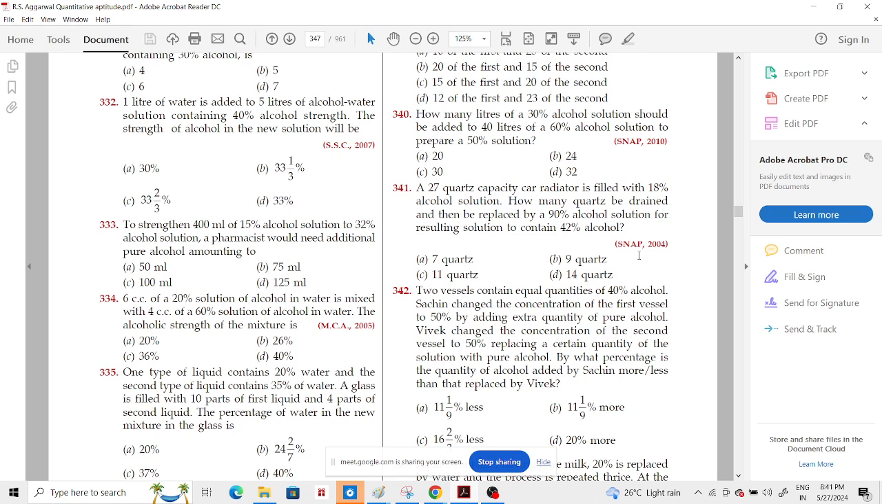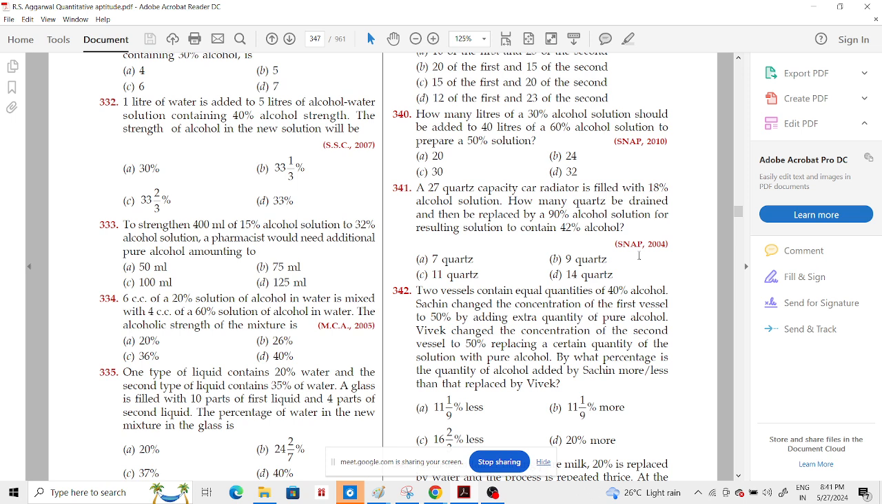Okay, in the morning we stopped over here. So let me tell you this. What is a 27 quarts? Okay, so 27 quarts is a type of capacity, just like liters, meter cube, gallons. So 27 quarts is also a capacity.